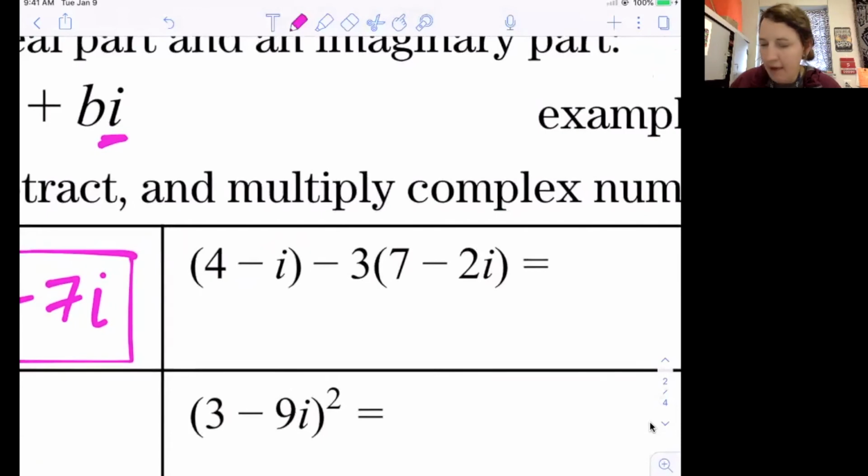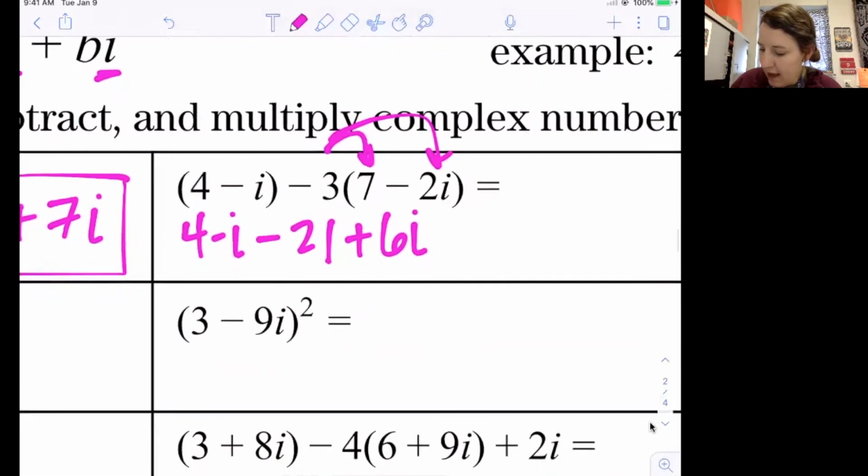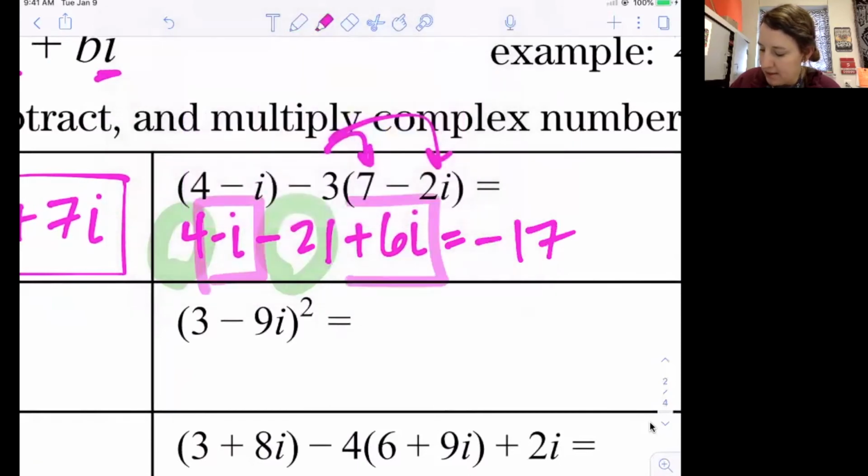Okay, in this next example, I have a negative 3 up against the parentheses. So I'm going to need to distribute that. So I have 4 minus i here, and then I have negative 21 for negative 3 times 7. Negative 3 times negative 2i is plus 6i. So once I have that, I'm going to combine like terms. I'm going to do my constants first. So positive 4 negative 21 equals negative 17. And then I have a negative i and a positive 6i, which is going to give me positive 5i.